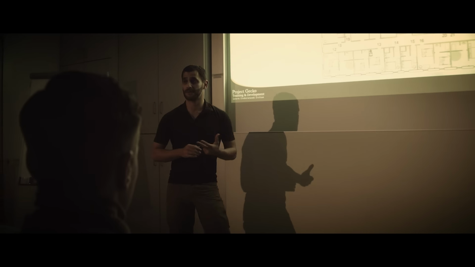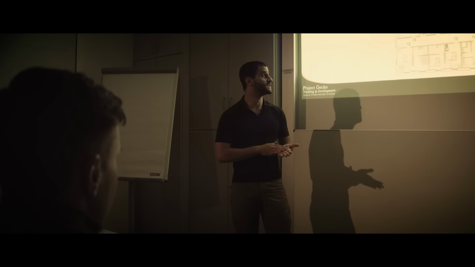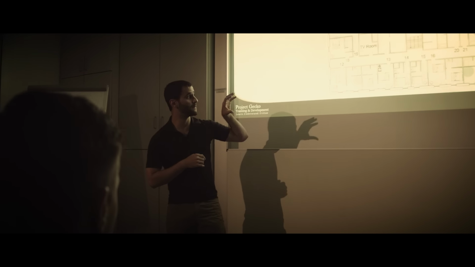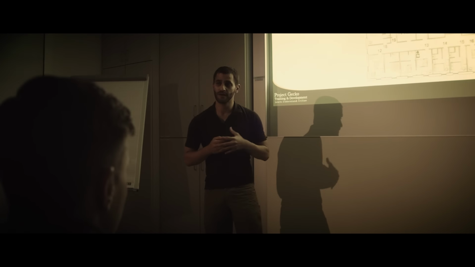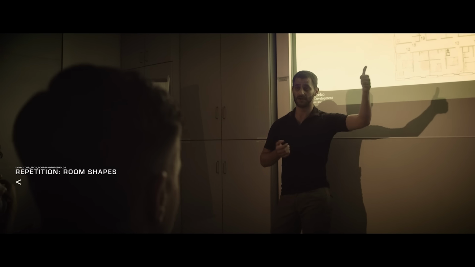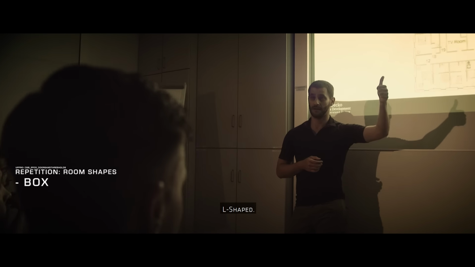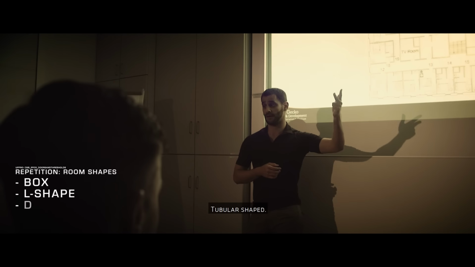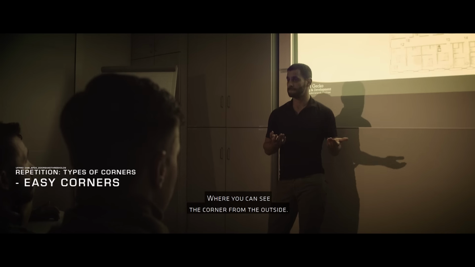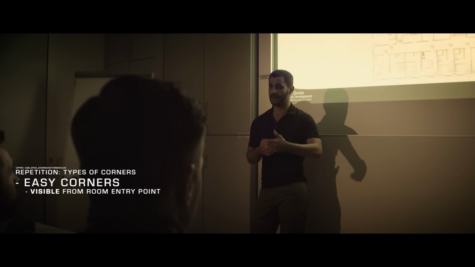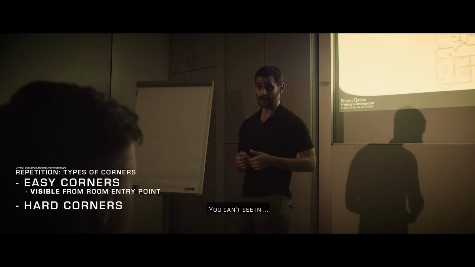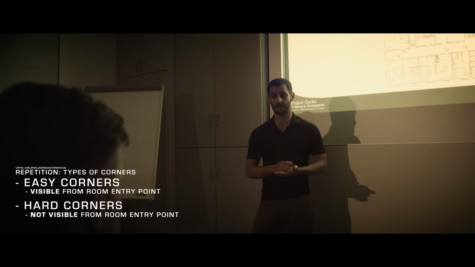So we have three types of room shapes which have consistency in reality, right? Good. Before we summarize them visually on the wall, I want to ask you for those shapes. What are those? Box shaped? L-shaped. L-shaped? Tubular shape. What is an easy corner? Where you can see the corner from the outside. From the outside, you can fight it, you can pie it, and so on. What is a hard corner? I can't see. You can't see until it's too late, right?